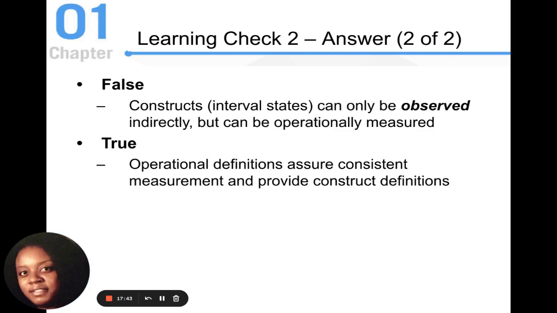And here are those correct answers. For the first one, we have false because constructs or internal states can only be observed indirectly. They can be operationally measured. And the second one is true because our operational definitions are going to help us assure consistent measurement and provide construct definitions.